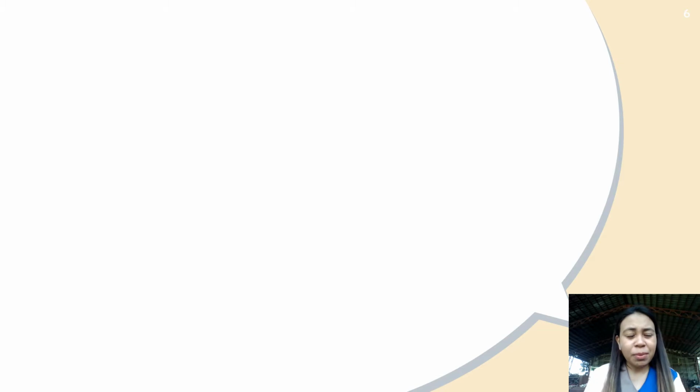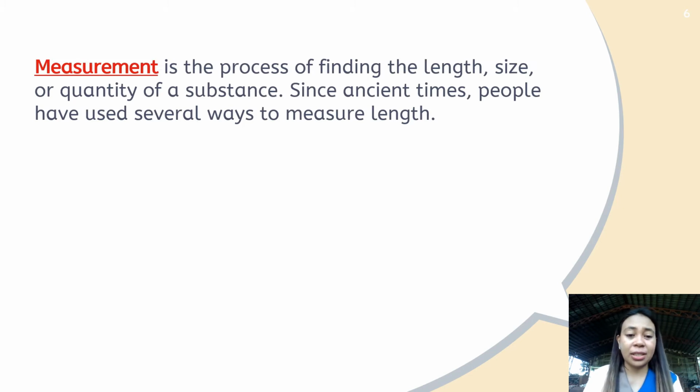Before we start class, let me introduce to you first what is physics. Physics is a branch of science that deals with matter and energy and their interactions. And physics is actually an experimental science. As an experimental science, physicists use experiments to measure their hypotheses, and conclusions from experiments are derived through measurements. And what is this measurement? It is the process of finding the length, size, or quantity of a substance.